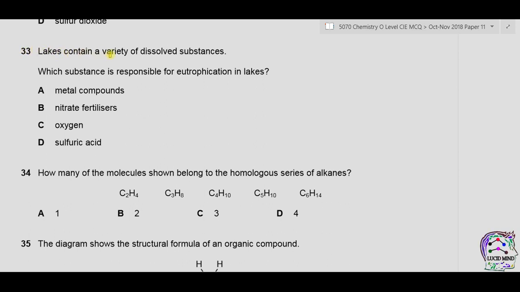Question 33. Lakes contain a variety of dissolved substances. Which substance is responsible for eutrophication in lakes? Now excess amount of fertilizers, when they move towards lakes, they cause eutrophication in lakes. Now fertilizers contain nitrogen, phosphorus and potassium, out of which nitrogen is very important for plant growth or for formation of algae, which causes eutrophication. So the substance responsible for eutrophication is nitrogen, so it is present in nitrate fertilizers. Correct answer is B.